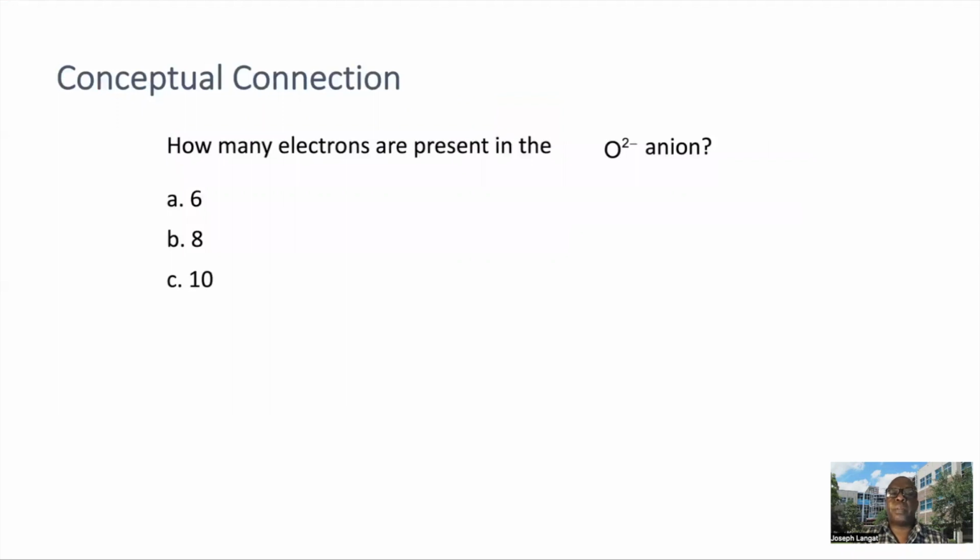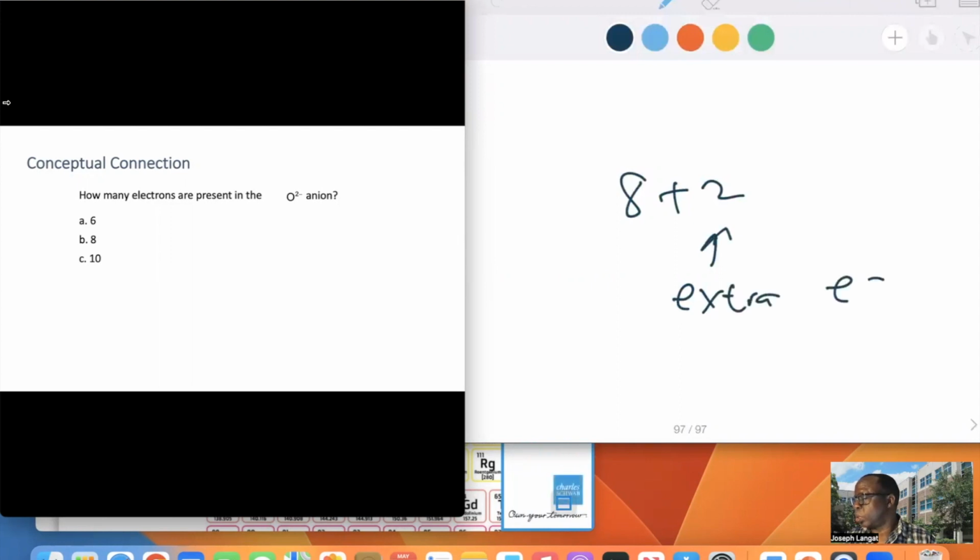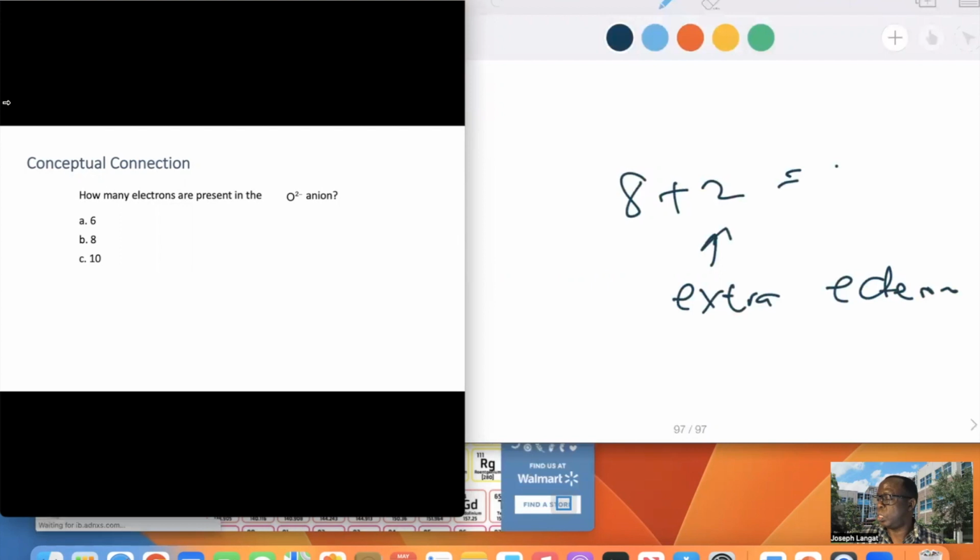How many electrons are present in this ion? This is 10, because oxygen has 8 electrons in total, but the overall charge here indicates that we have an extra 2 electrons. If you're wondering how, it's going to be 8 plus 2. This is extra. Extra electrons give us 10 electrons.